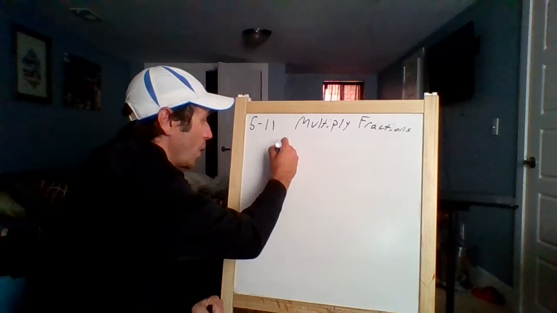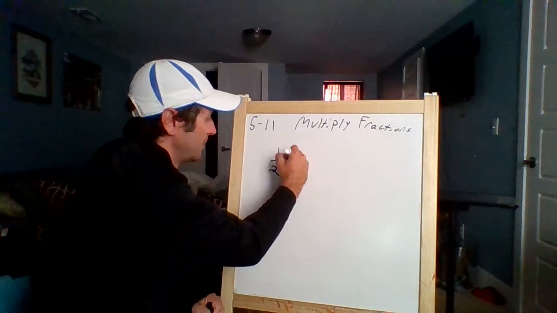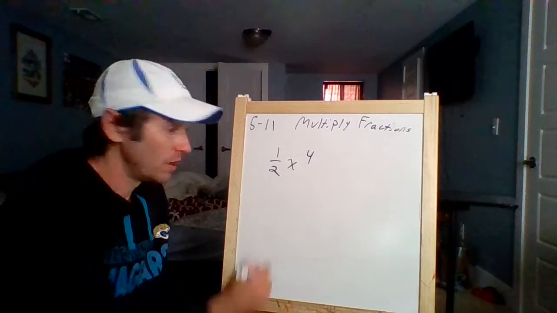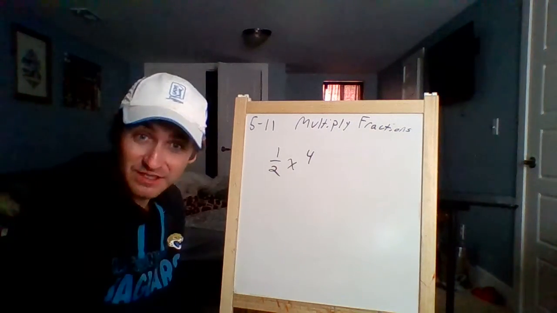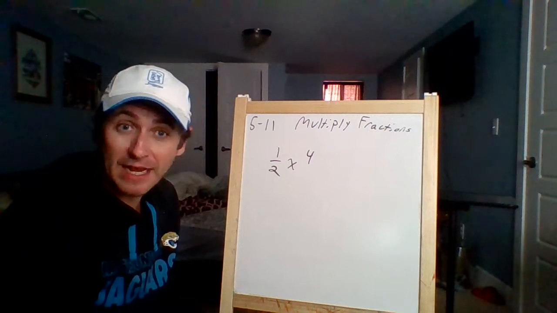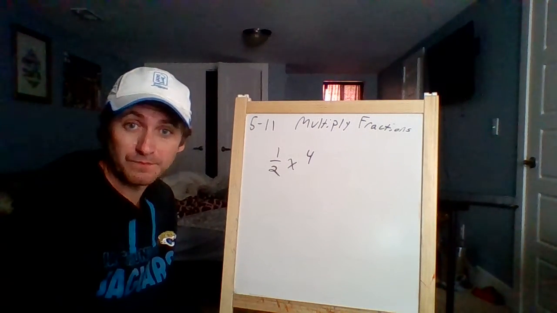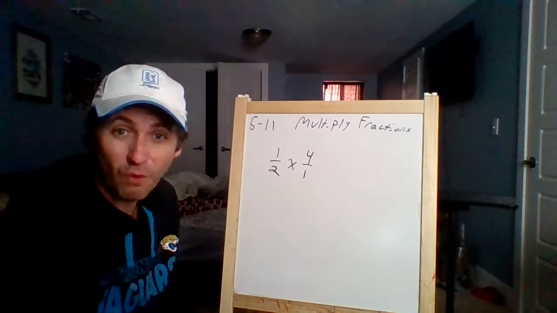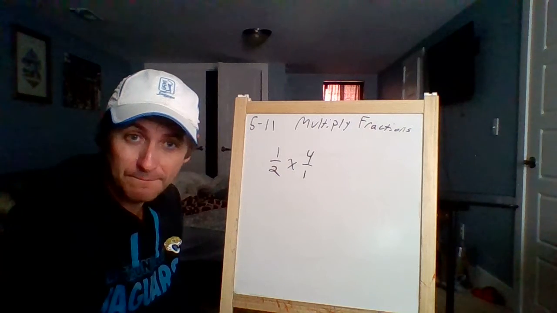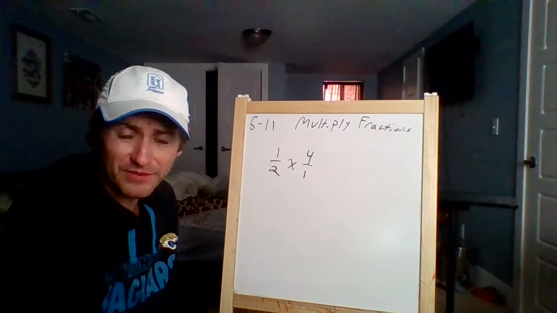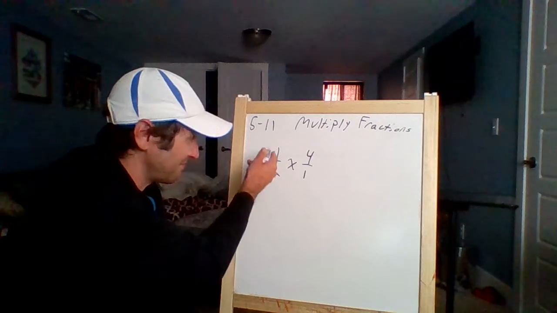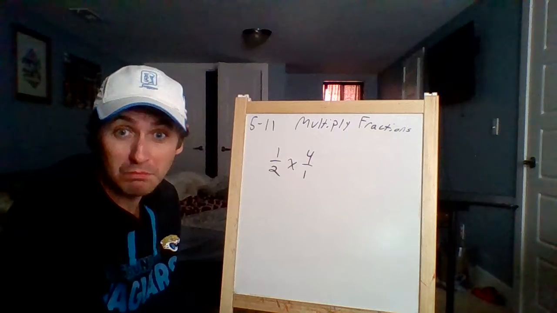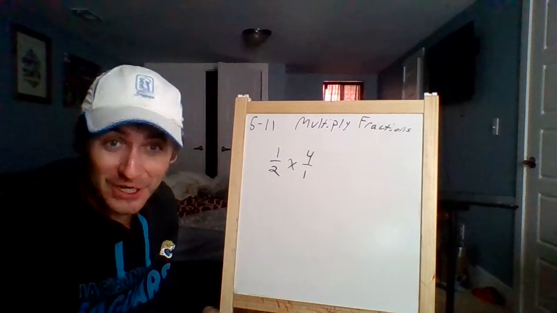So let's say we have 1/2 times 4. Well, this is a fraction, but that's not a fraction, is it? It's a whole number, okay? Can we easily make it into a fraction if we needed to? Could, right? You guys know this. It's just the same as 4/1, right? So one way to think about this is what is 1/2 times 4? Well, what is half of 4? 2.